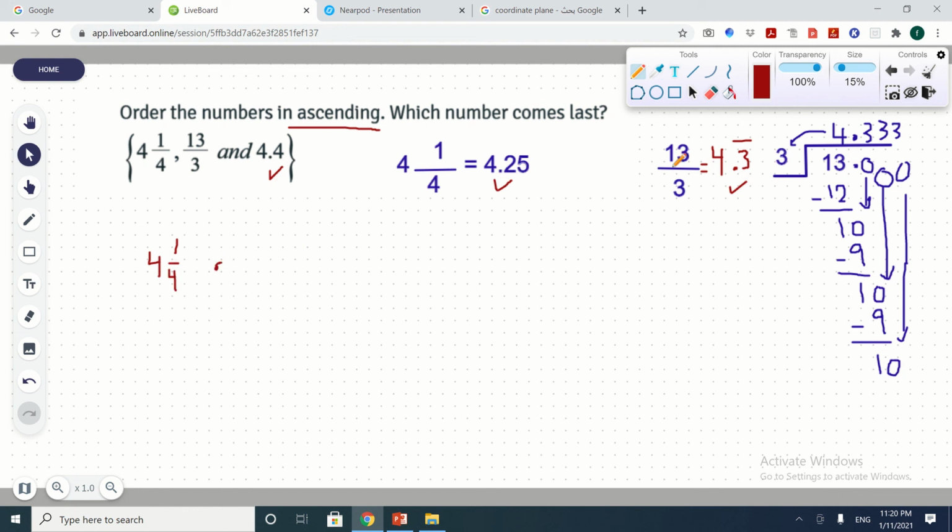After the 2, next in order I have the 3, which is 13/3. Then in the order I have 4, which is originally a decimal, so it is 4.4. If you put these in ascending order, which number comes last? The last number is 4.4. With this we have finished the idea of the lesson. The lesson is easy and simple: you just convert the fraction or the mixed number to decimal and you can compare after that.